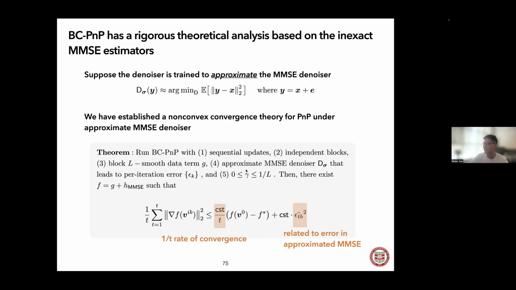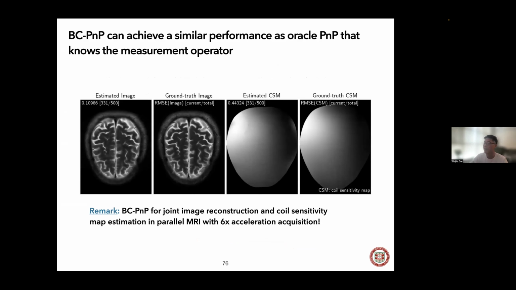And of course, we have another common assumption, but basically what this theorem tells you is that the block coordinate PMP, BC-PMP, can converge, and you have a 1/T rate of convergence. There's also a whole theorem related to the error in the approximated MMSE denoiser. This is the takeaway of the theorem, but if you're interested in the details, you can check out our paper. Now I'm showing you some results.